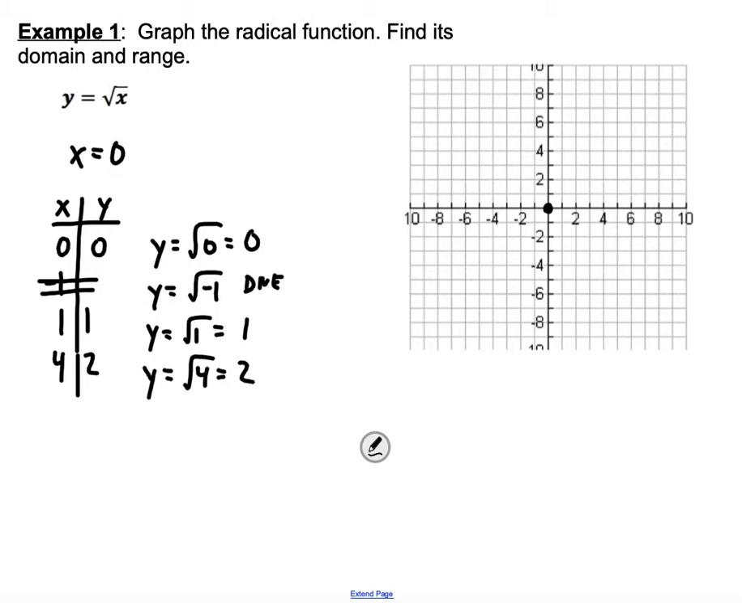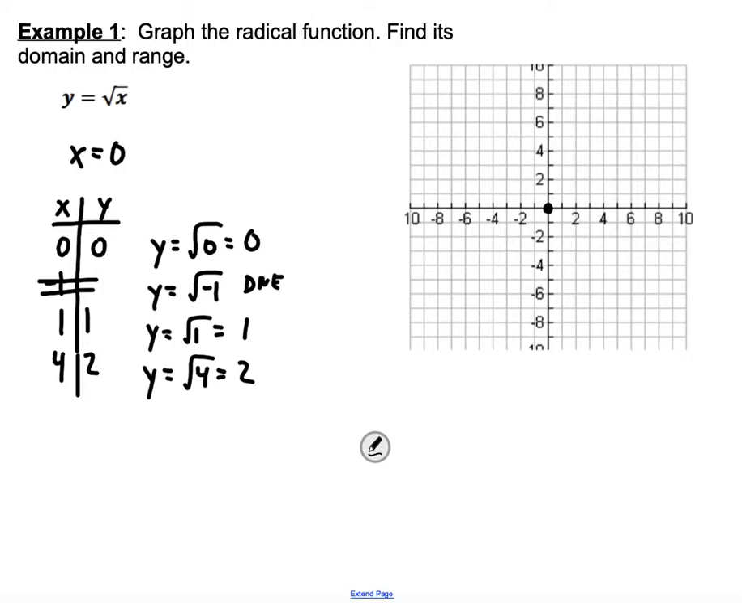I could have picked 2, but the square root of 2 doesn't come out to be a very nice answer, although you could do a decimal approximation for your y value as well. Or you could do the square root of 3, which is about 1.73. So if you want to use those values, you can. I usually skip some numbers so that I can find the square root of a value that I actually can find the square root of.